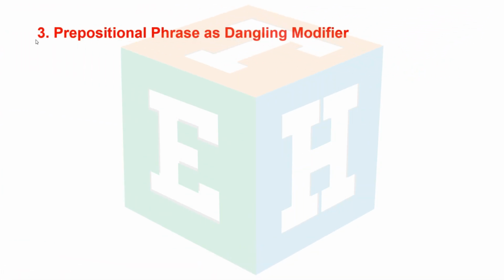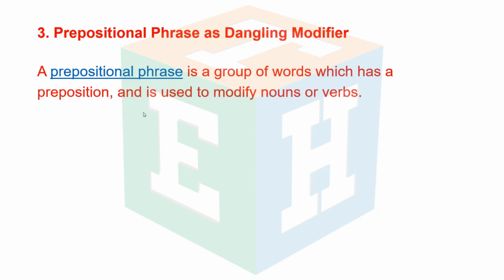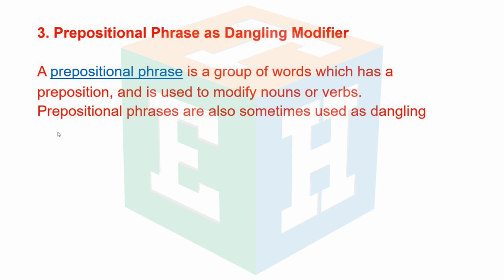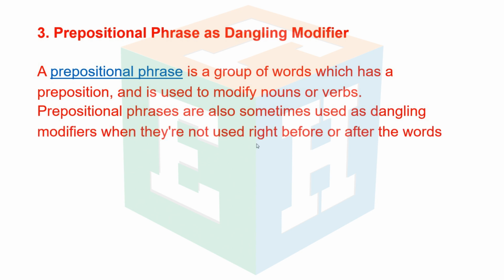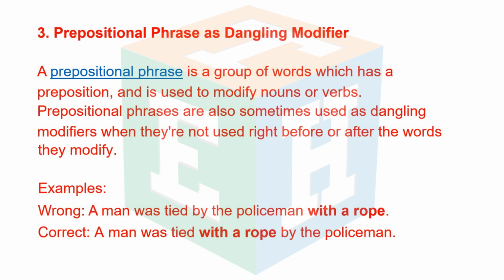Number 3, prepositional phrase as dangling modifier. A prepositional phrase is a group of words which has a preposition and is used to modify nouns or verbs. Prepositional phrases are also sometimes used as dangling modifiers when they're not used right before or after the words they modify. Example: wrong. A man was tied by the policeman with a rope. Correct. A man was tied with a rope by the policeman.